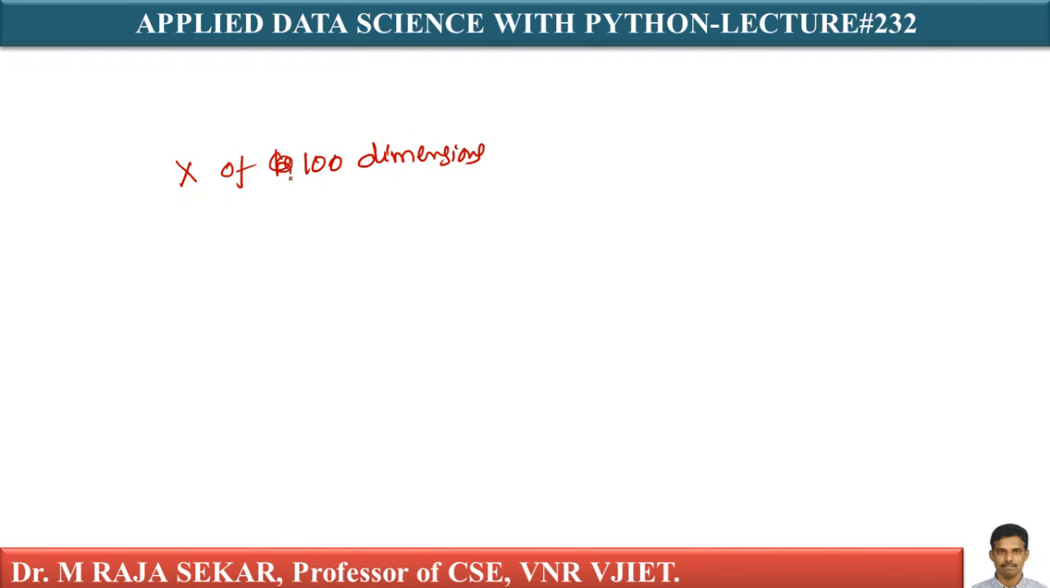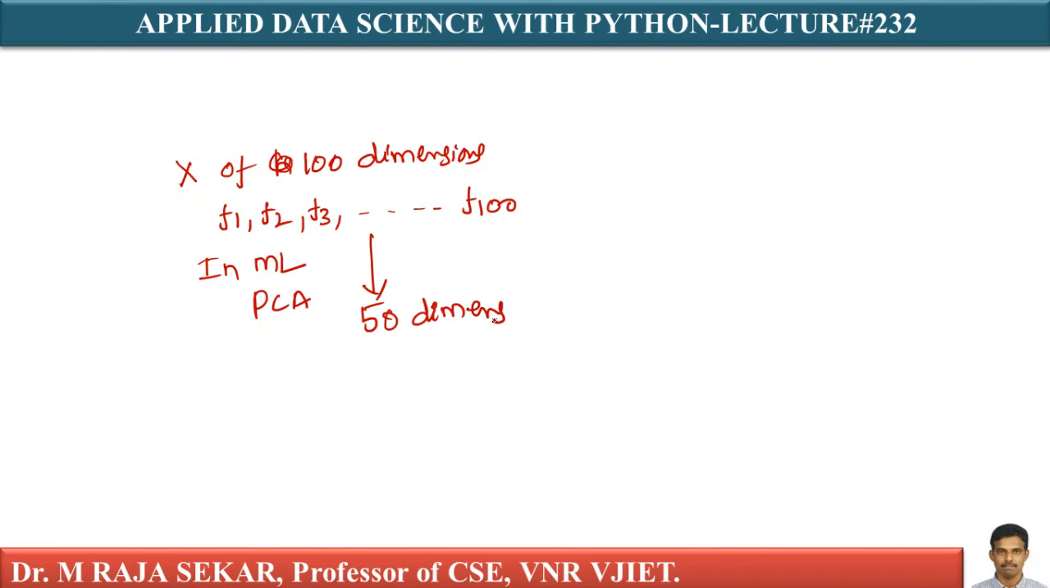Therefore, what are the features? Let me assume F1 is my first feature, F2 is my second feature, F3 is the third feature. Let me say this is F100, the 100th feature. Sometimes in machine learning, we might want to use PCA to convert this 100-dimensional data into, let me say, 50-dimensional data.